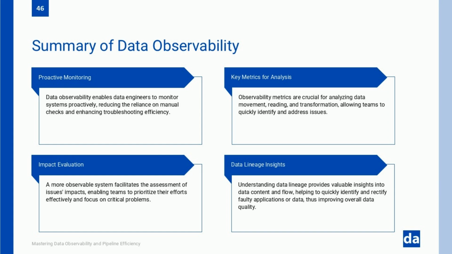3. Impact evaluation. Ever wonder which issues are worth addressing first? That's where impact evaluation shines. By understanding the ripple effect of a data anomaly, teams can prioritize effectively. Key benefit: saves resources by focusing on critical areas instead of chasing minor bugs. Real-life scenario: evaluating the impact of a dashboard outage ensures business-critical analytics are restored first, because not all pipelines are created equal.